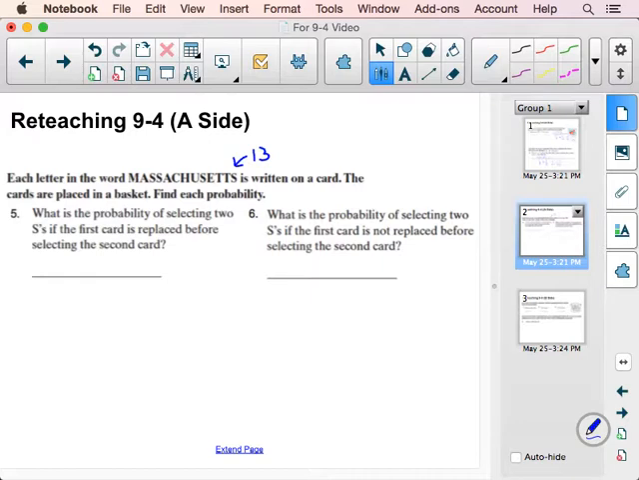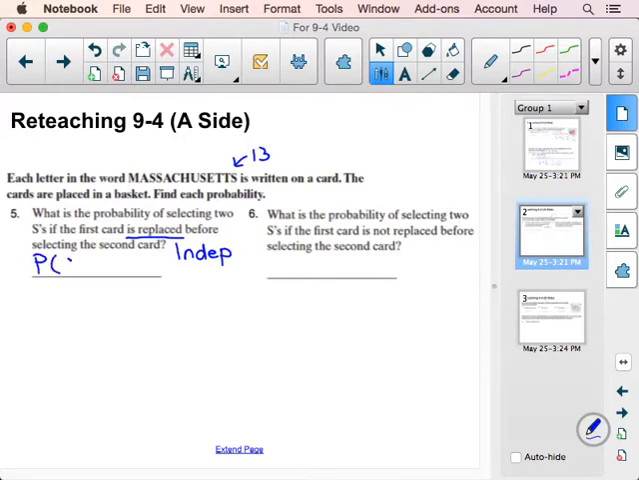We want to find each of these probabilities. For number 5, it asks us what's the probability of selecting two S's if the first card is replaced before selecting the second card. Now, since we replaced that first card before we make our second pick, we're resetting the situation. So these two events are not dependent on each other. They're independent. What happens first does not change what can happen second. So we're going to just multiply the probability of each pick together.